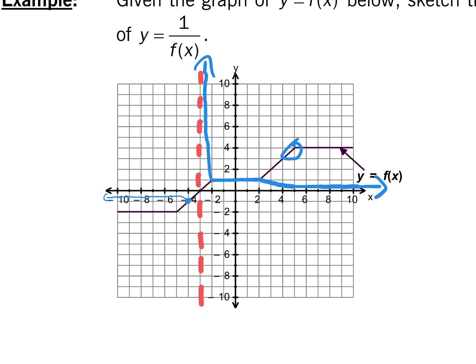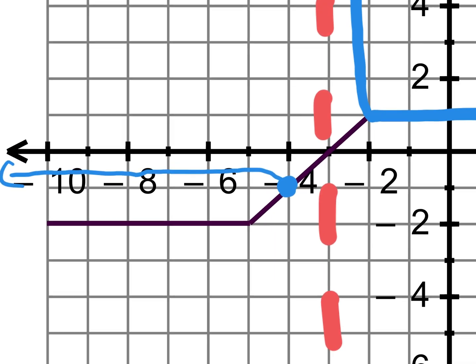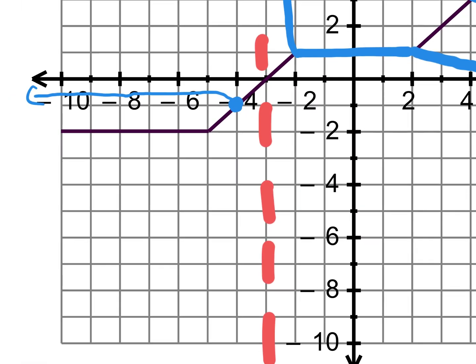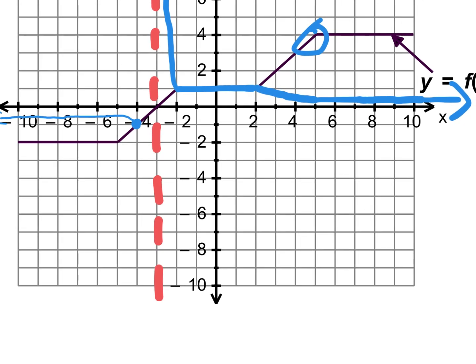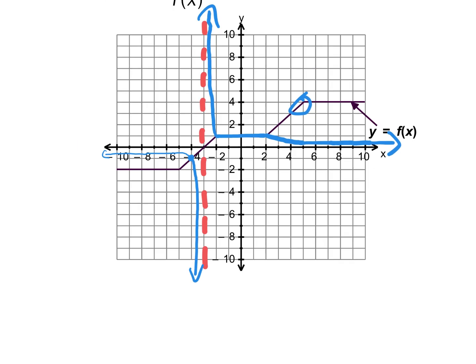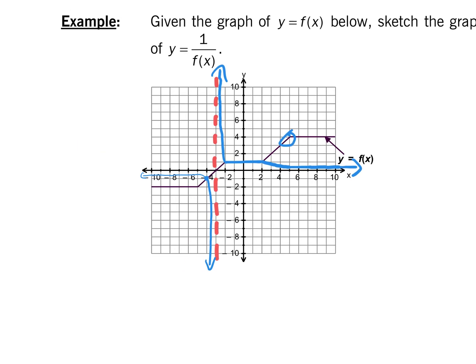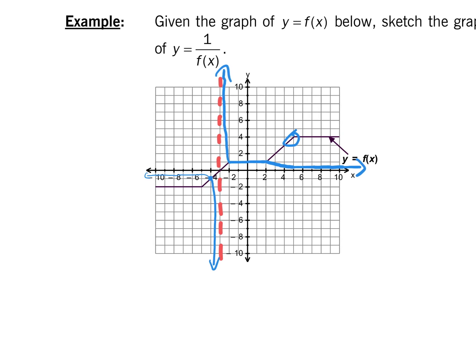Now, I did forget one thing. I forgot one part of this. Can anyone see the part I forgot? What's that? Yes. And also, we didn't go down from here. So let's do that. Good for you. You're more on the ball than I am. There we go. And we'll label the asymptote. The asymptote is x equals minus 3. And there we go. There is our graph of the reciprocal function.